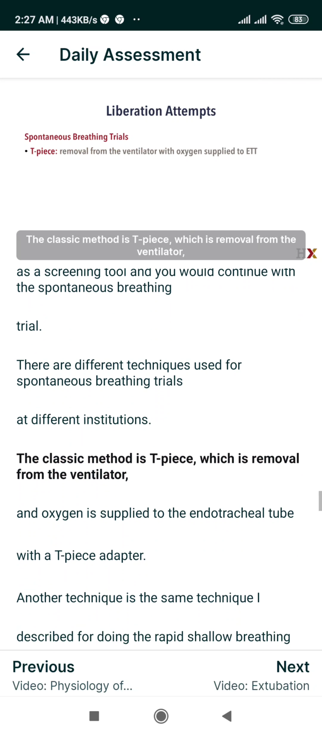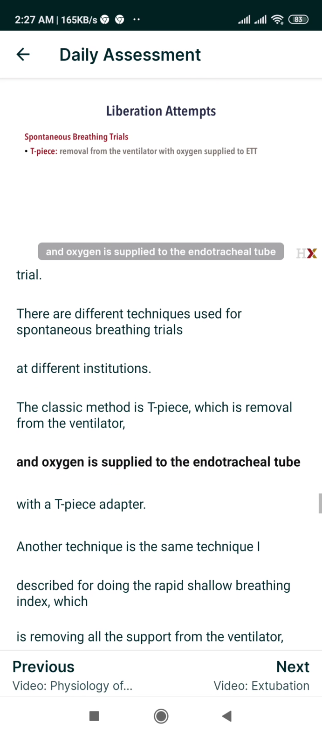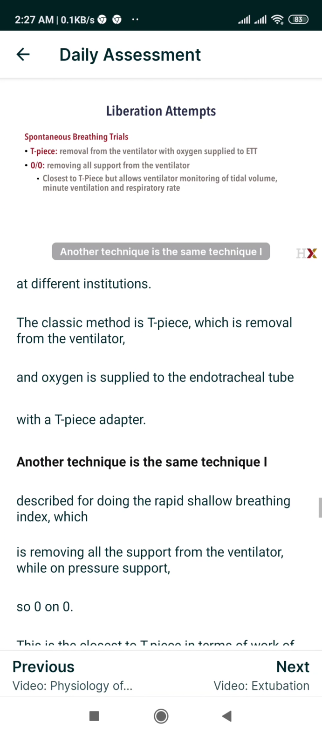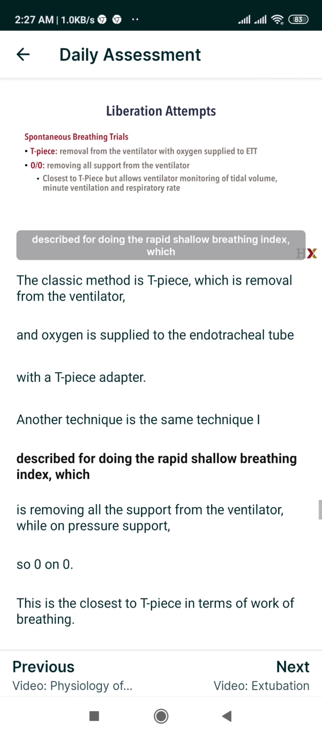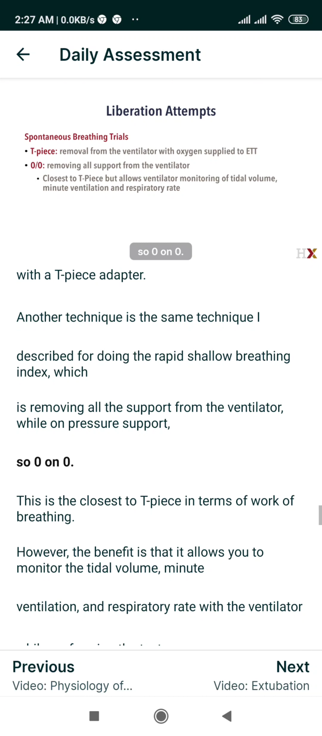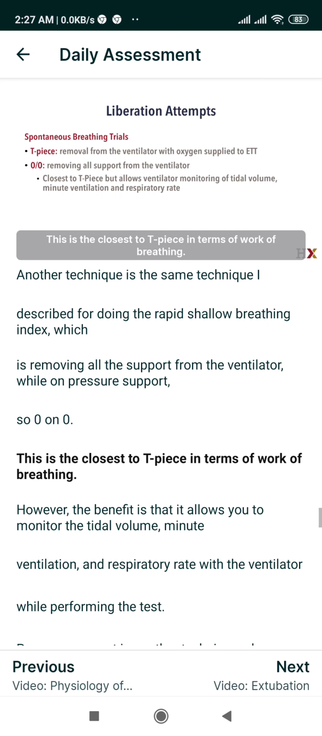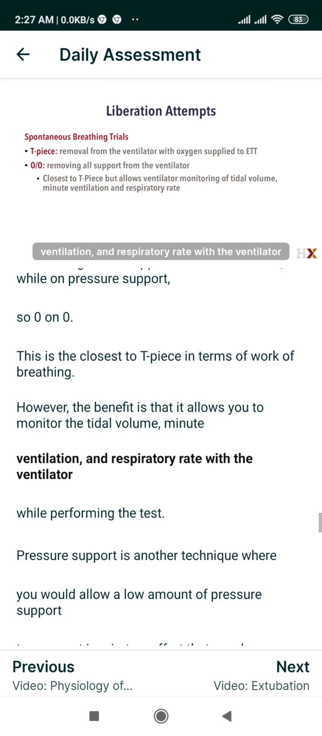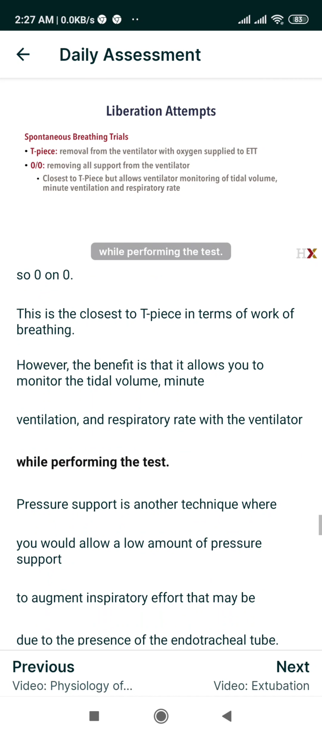There are different techniques used for spontaneous breathing trials at different institutions. The classic method is T-piece, which is removal from the ventilator and oxygen is supplied to the endotracheal tube with a T-piece adapter. Another technique is the same technique I described for doing the Rapid Shallow Breathing Index, which is removing all the support from the ventilator while on pressure support, so 0 on 0. This is the closest to T-piece in terms of work of breathing. However, the benefit is that it allows you to monitor the tidal volume, minute ventilation, and respiratory rate with the ventilator while performing the test.